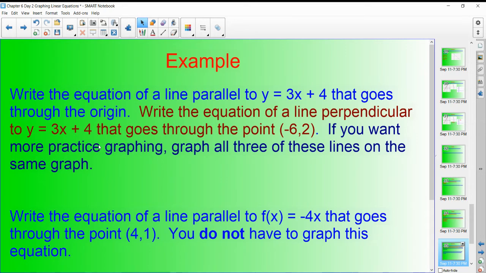So here's a challenge for you. We're going to practice writing the equations. So I want you to take the equation y equals 3x plus 4, and I want you to write an equation of a line parallel to it that goes through the origin. I want you to write an equation of a line perpendicular to it that goes through a point. If you want to graph them, you can. And then I want you to write an equation of a line parallel to f of x equals negative 4x that goes through a point. And you're welcome to graph any of them, check any of them.